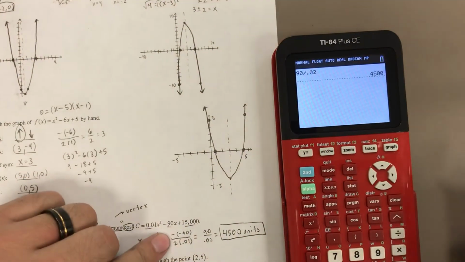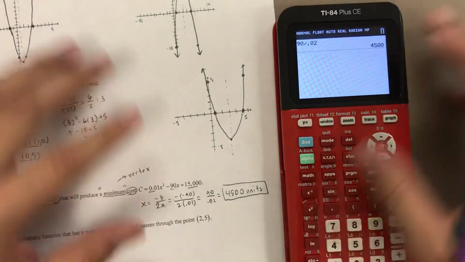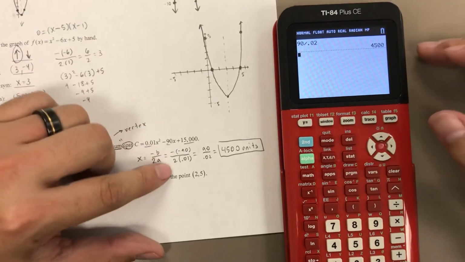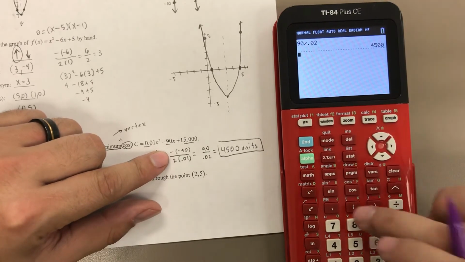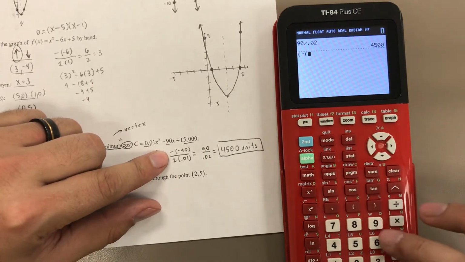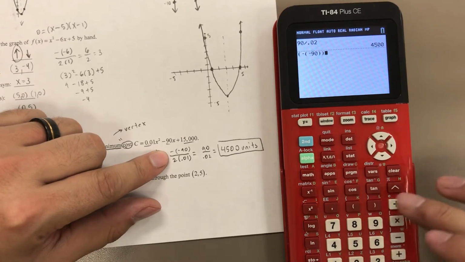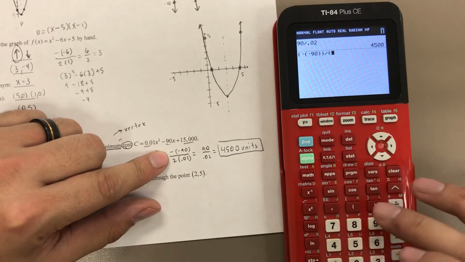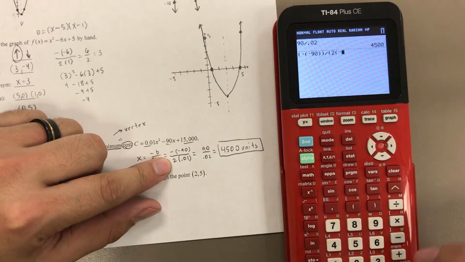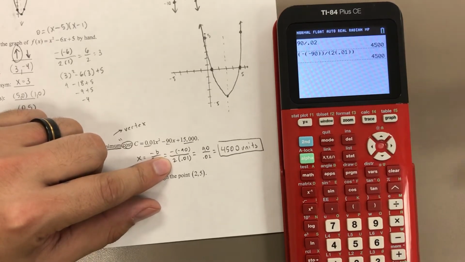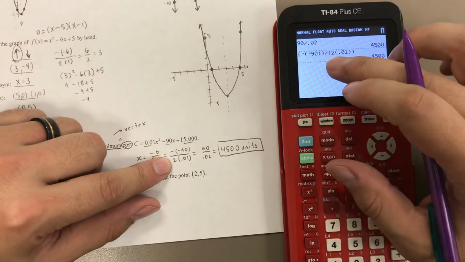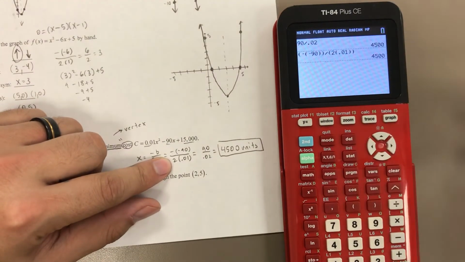Now, if you wanted to type this into your calculator, which you can do, just please make sure that you put the numerator and denominator in parentheses. So like you'd have to do parentheses, negative 90, and then divide that by parentheses 2 times parentheses 0.01, then enter and see you get 4,500. If you don't put the parentheses around there, you could end up with the wrong answer.